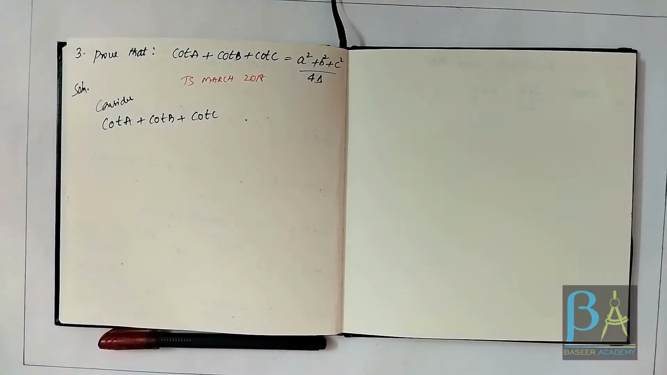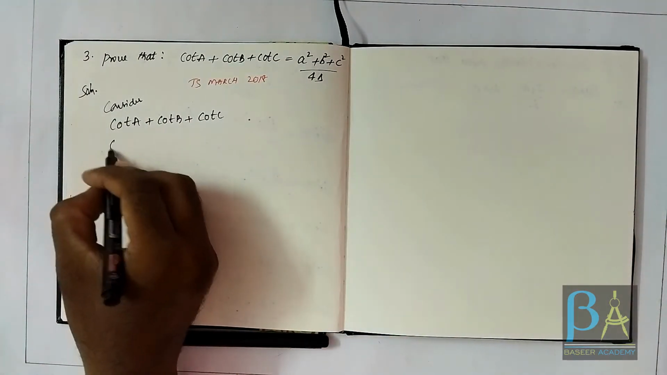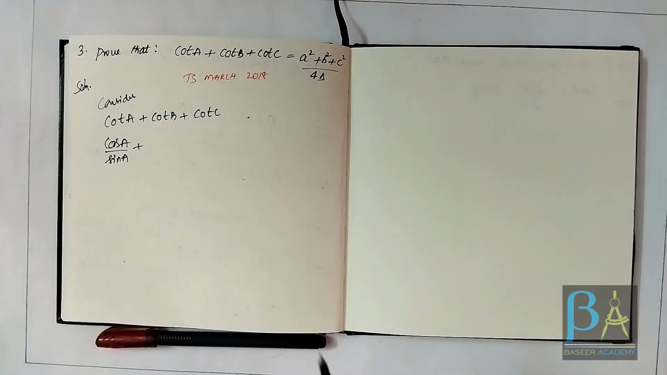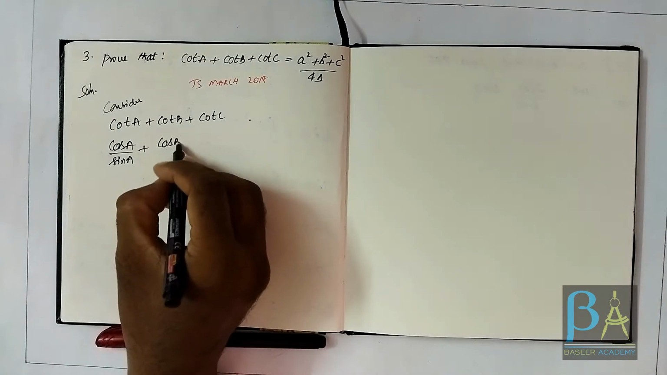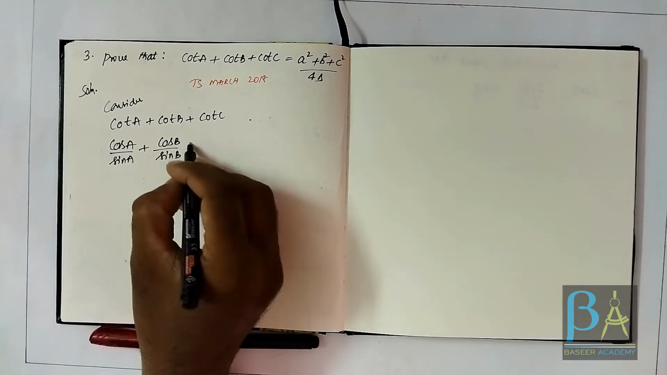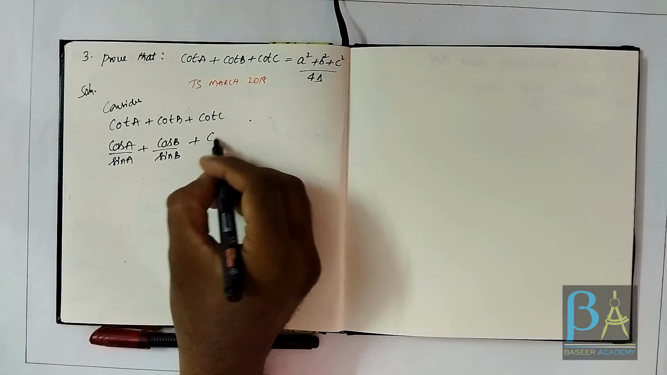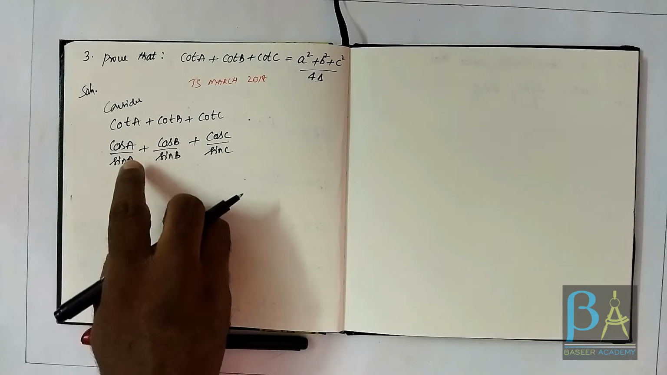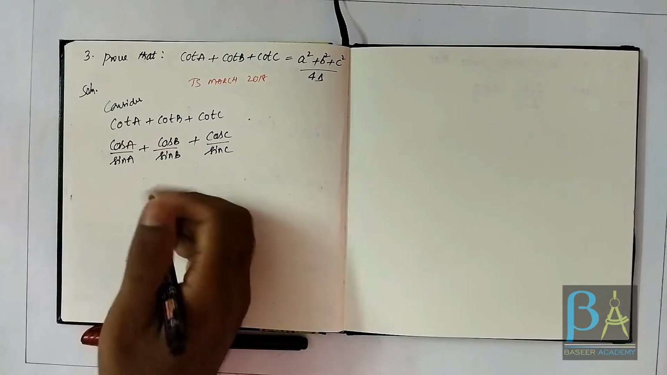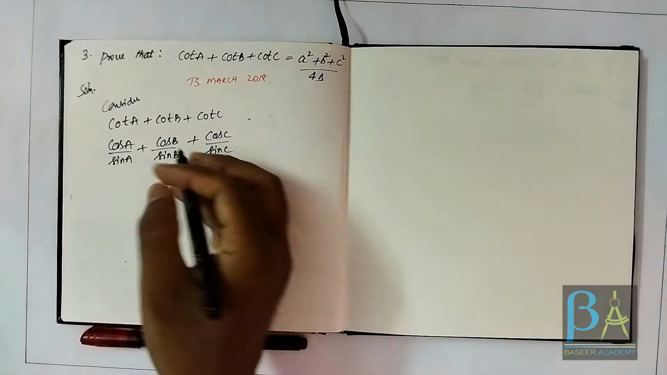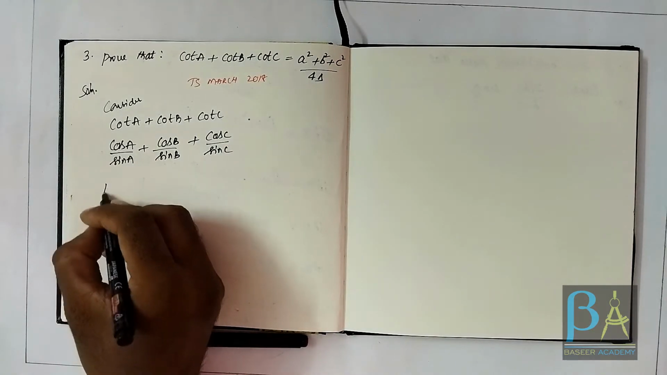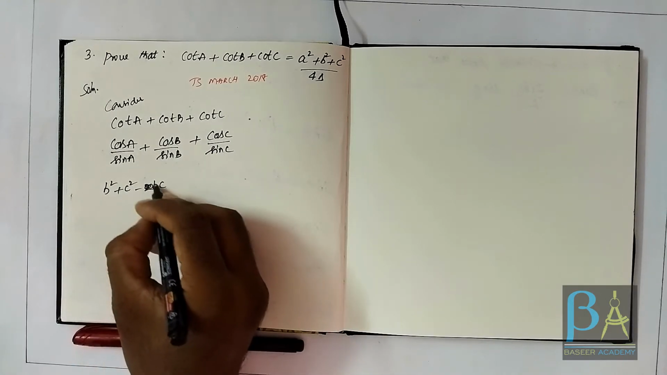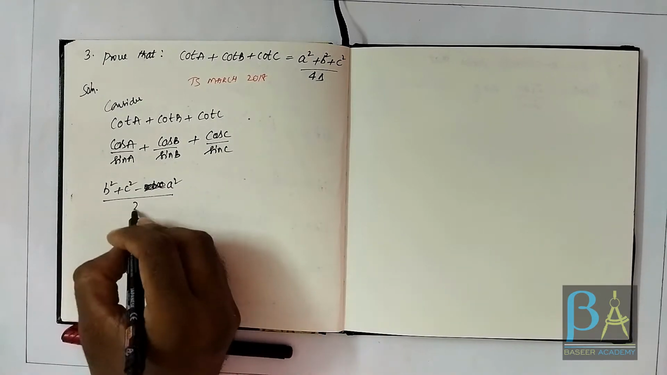Now cot A, I can write as cos A by sin A, isn't it? And then cot B can be written as cos B by sin B. And then in place of cot C, I can write cos C by sin C. Now I'm going to use the cosine rule, and I'm going to write cos A as, if we go by the cosine rule, you would know that cos A can be written as B square plus C square minus A square by 2BC, isn't it?